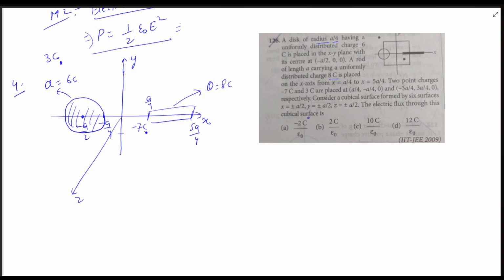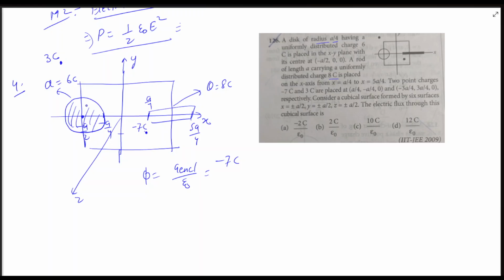The electric flux through the cubical surface. So the surface is like this, a by 2. Now this is a by 2 and this is a. So the simple flux we have to find will be q enclosed upon epsilon naught. So q enclosed is minus 7 coulomb.